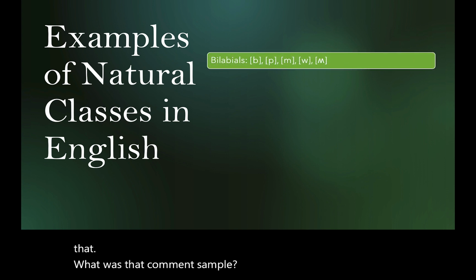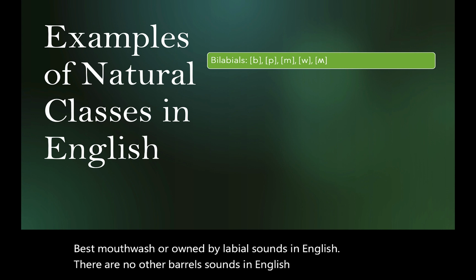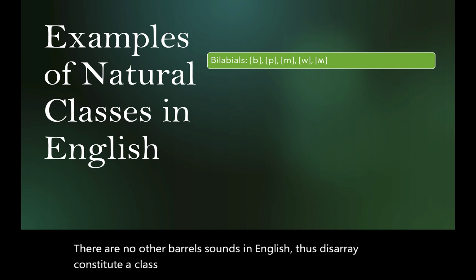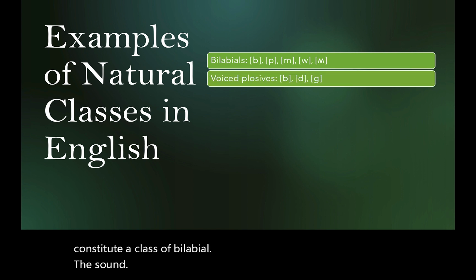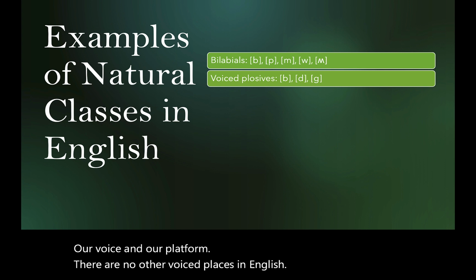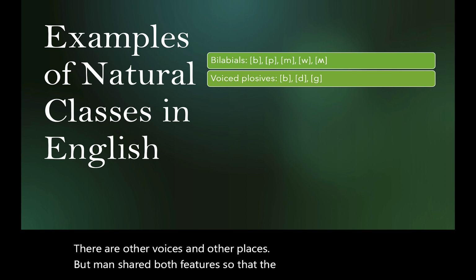p, b, m, and w are all bilabial sounds in English. There are no other bilabial sounds in English. Thus, this array constitutes a class of bilabials. The sounds b, d, and g are all voiced and all plosive. There are no other voiced plosives in English. There are other voiced sounds and other plosive sounds, but none share both features, so b, d, and g constitute the class of voiced plosives.